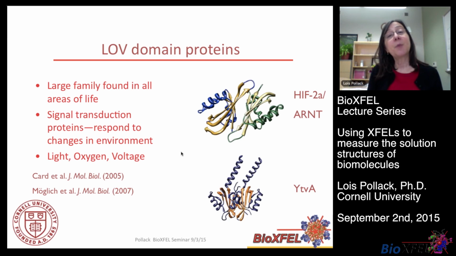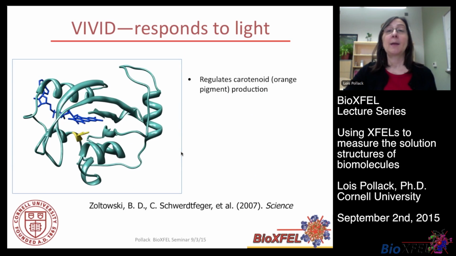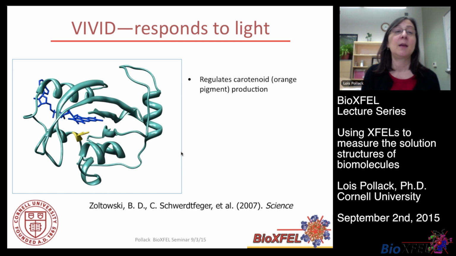So that's a lot of response, given that the stimulus could be as small as one photon. The particular protein that we've been studying with the Crane group is called VIVID. It's a protein found in bread mold, and it's a light responsive protein. This protein has several functions, assayed through knockout studies where they knock out this protein and see what happens. It's known that this protein regulates the production of orange pigment.